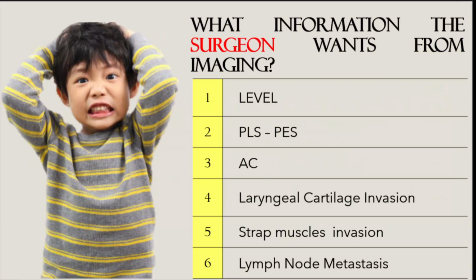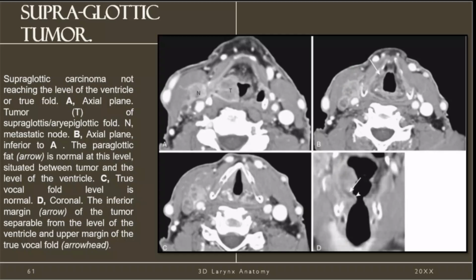So, what do surgeons need from us? Okay. If a surgeon refers a case of laryngeal cancer to you as a radiologist, you should report all of those. You should report the level, the spaces invasion, and whether the anterior commissure is affected or not. This will alter the patient surgery. This will alter the patient prognosis. So you need to know if the anterior commissure is involved or not. You need to know if the laryngeal cartilage is invaded or not, if the strap muscles are invaded or not, and the lymph node metastasis. We'll have some examples of laryngeal cancer.